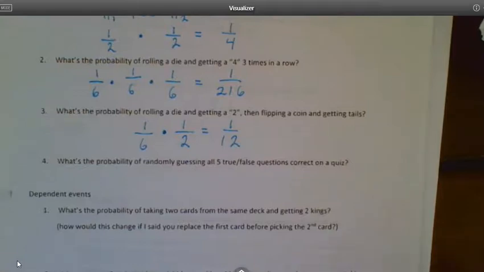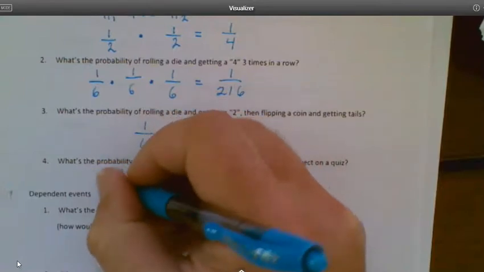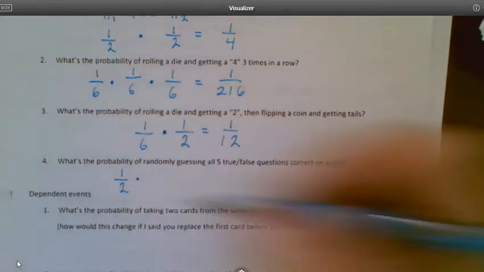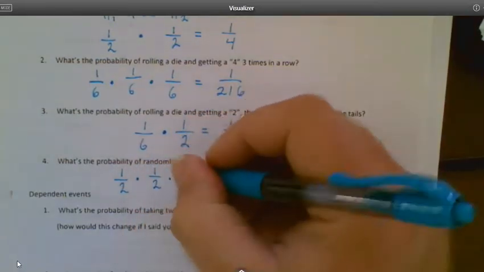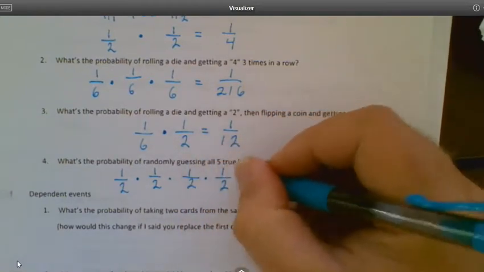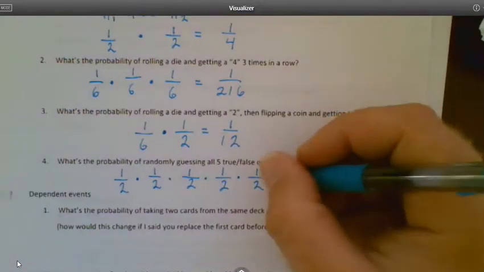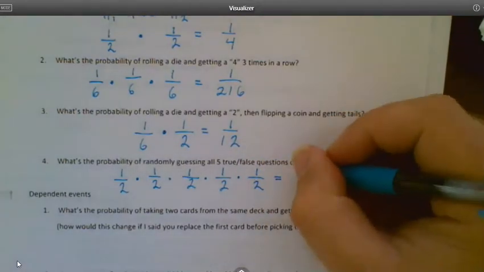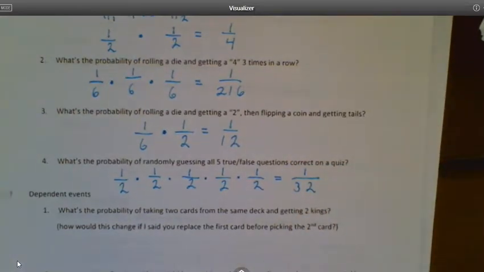So what's the probability of getting 100% on a true-false quiz that only has 5 questions on it? Well, what's the probability that you guess the first question correct? It'd be 1 out of 2. What's the probability that you guess the second question correct? 1 out of 2. The third question, the fourth question, and the fifth question. Right? So there's a 1 out of 2 chance that I'm going to guess each question correctly. So in order to guess all 5 of those correct is actually a 1 out of 32 chance of me getting 100% on that quiz. Right? So not likely to happen.